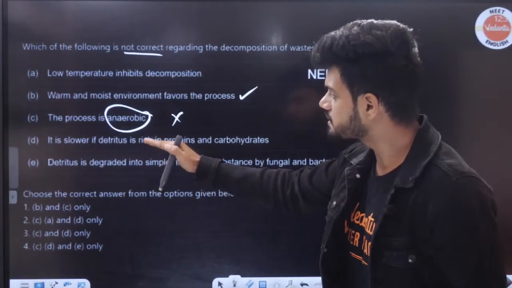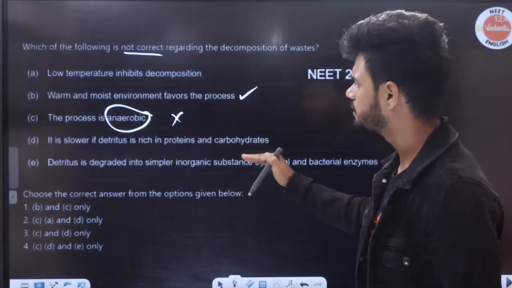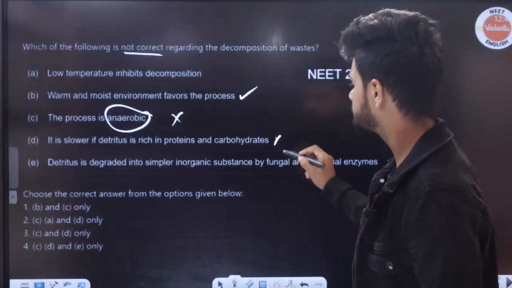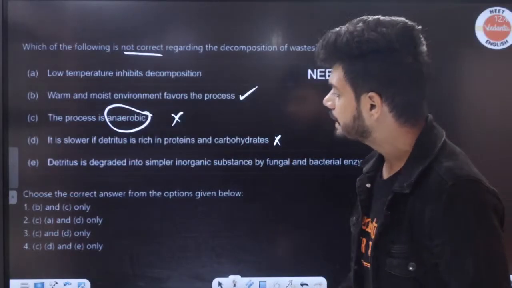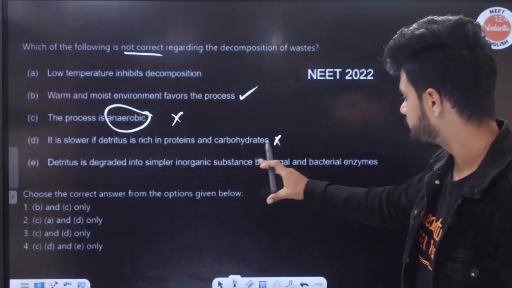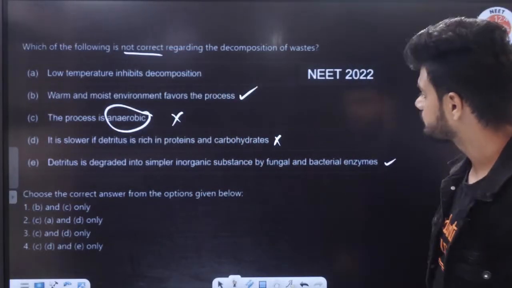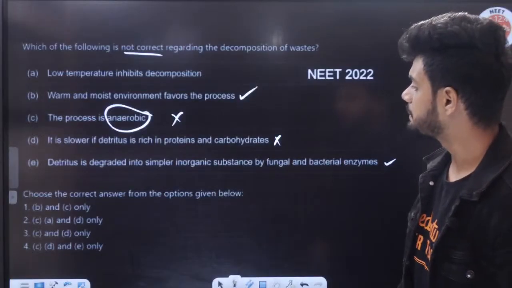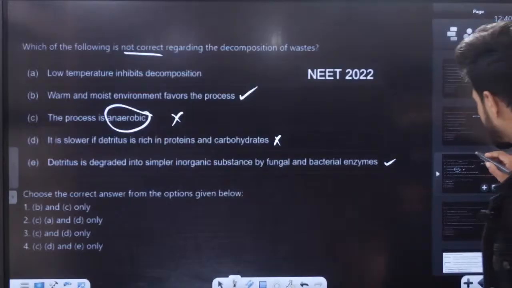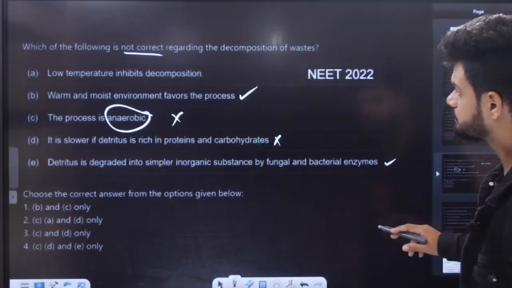It is slower if detritus is rich in protein and carbohydrate. Incorrect. Detritus is degraded into simple inorganic substance by fungus and bacterial enzymes. Yes. Correct. So tell me, which are the wrong statements now?